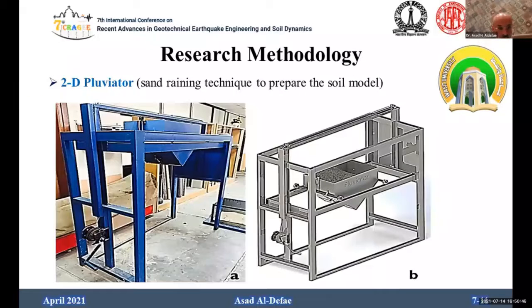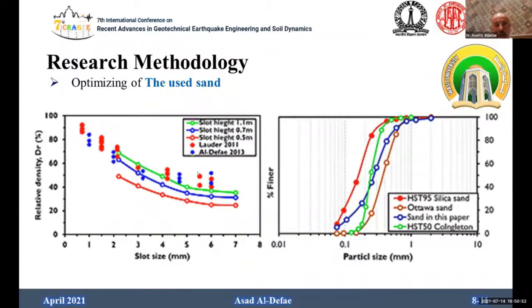This is the mechanical pluviator that we used, with which we first optimized the sand used, which was very close to HST95. The sand is collected here from the same city, and we tried to optimize the sand to be very close to HST95 or Collington silica sand. As we have seen here, the calibration of the pluviator device investigates exactly which relative density will be used in the test. This is the particle size distribution for the soil compared with the silica sand and even the Ottawa sand.